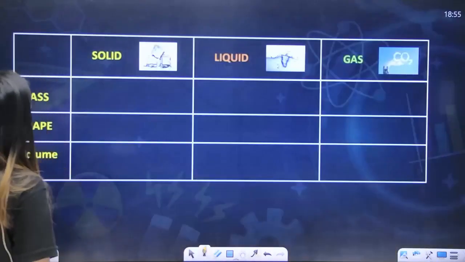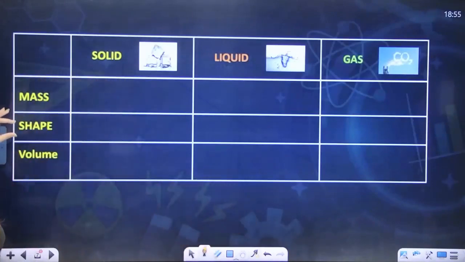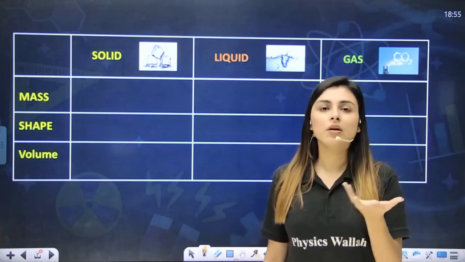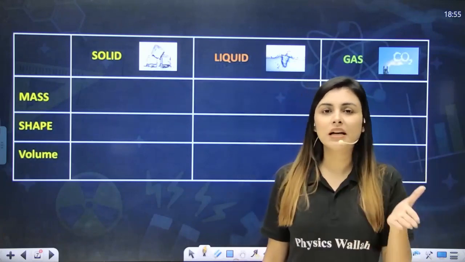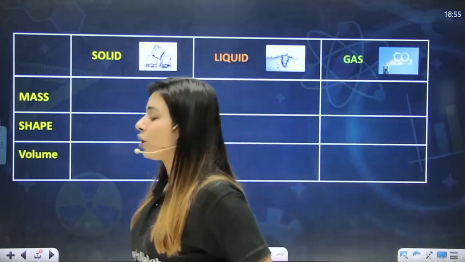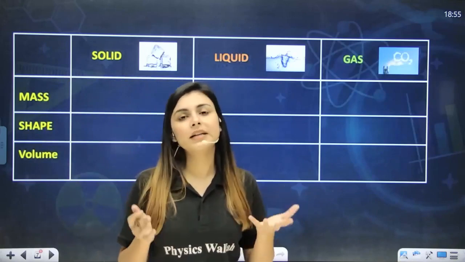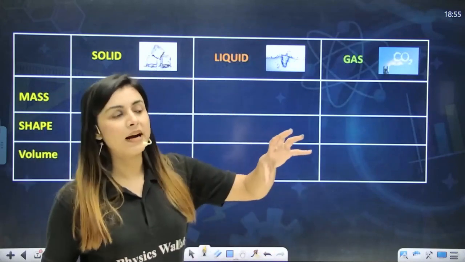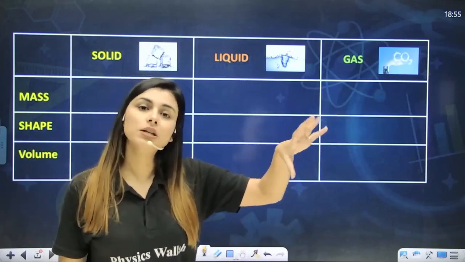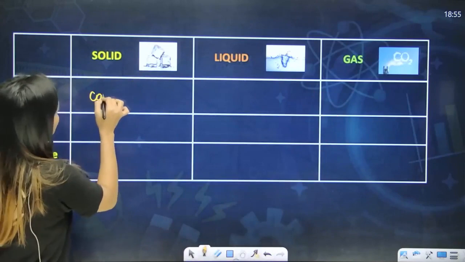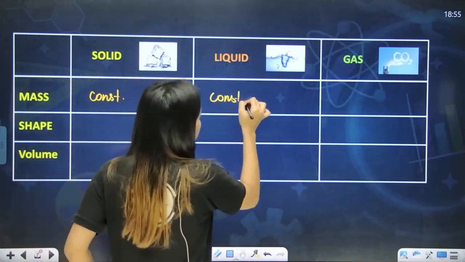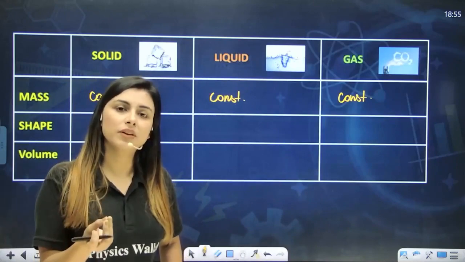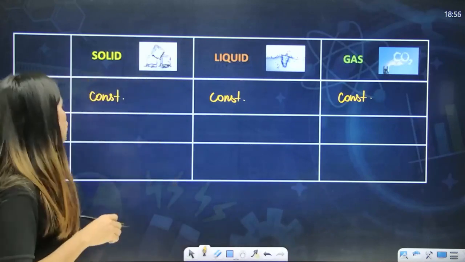Now let's move forward to the next part. You have a table here, you have mass given, shape given, and volume given. You have been given different states. You have to just write where a particular thing is fixed and where it is not constant. So you'll have to write constant and not constant. Now, if we talk about mass, if a particular thing is a matter, then it will have mass of its own. And that would be a constant value that would not change, right? Yes, ma'am. Because every matter has its own particular mass and it occupies a particular space. So I can say that mass will be constant for all. This will be constant here, this will be constant here, and this will be constant here. No issues. A gas will have its fixed mass, a liquid will have its fixed mass, and a solid will have its fixed mass.